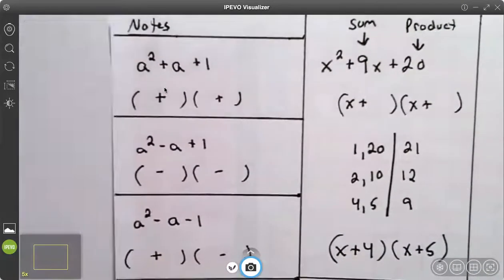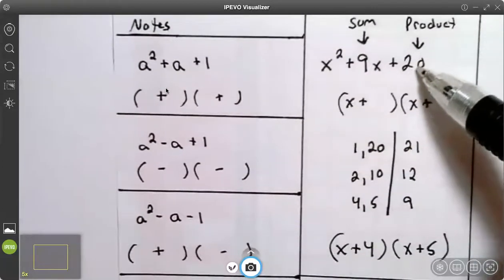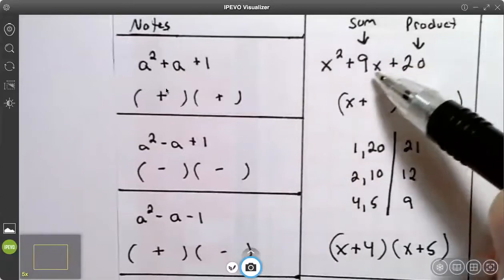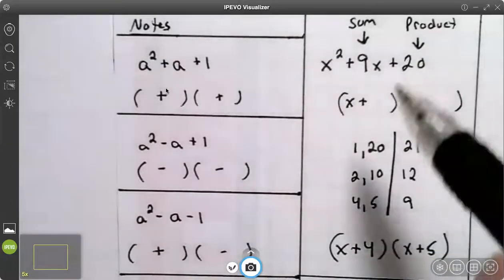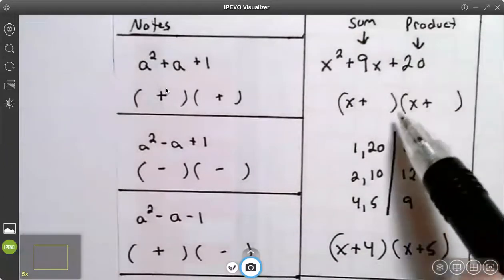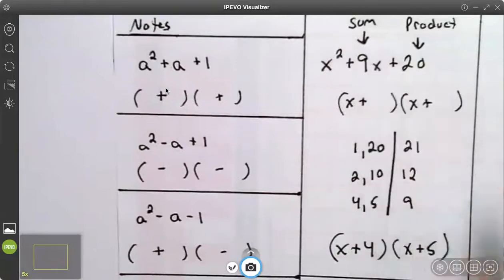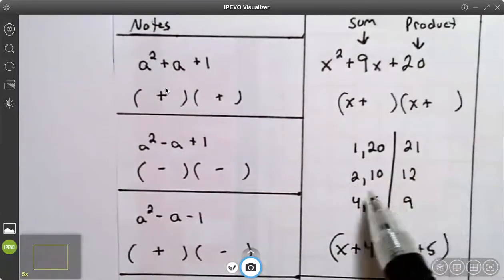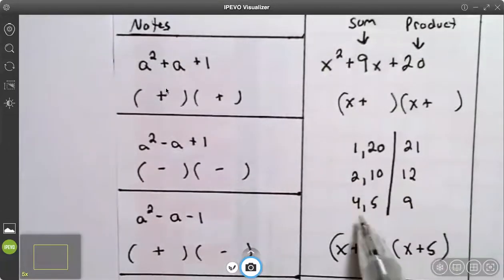I want two numbers whose product is this third term constant and whose sum is this second term coefficient. In this example, 1 times 20 is 20. 1 plus 20 is not 9. 2 times 10 is 20. 2 plus 10 is not 9. 4 times 5 is 20. 4 plus 5 is 9. So those are my two numbers, and my answer is x plus 4 times x plus 5.